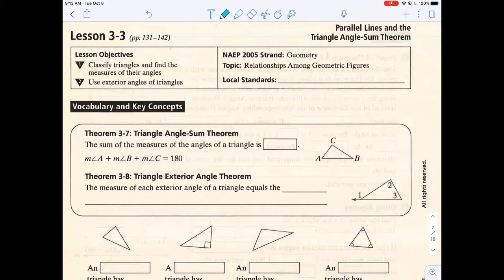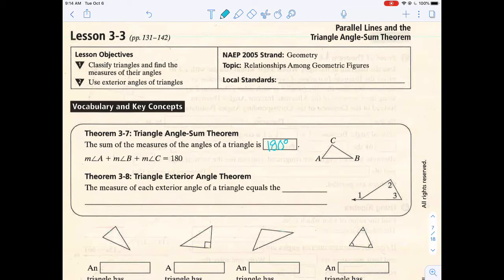Theorem 3.7, the triangle angle sum theorem, says the sum of the measures of the angles of a triangle is 180 degrees. Doesn't matter what triangle you have, it's always going to add up to 180 degrees.